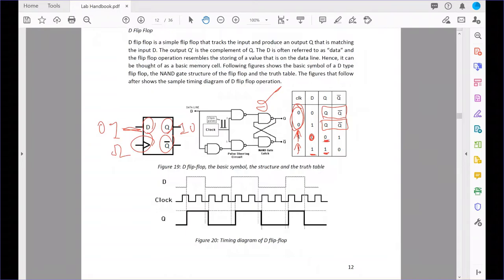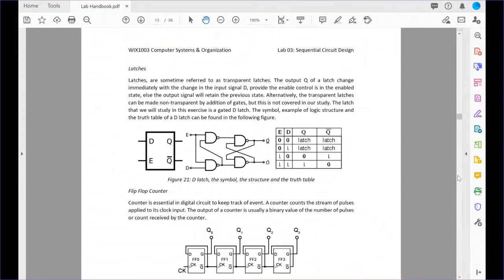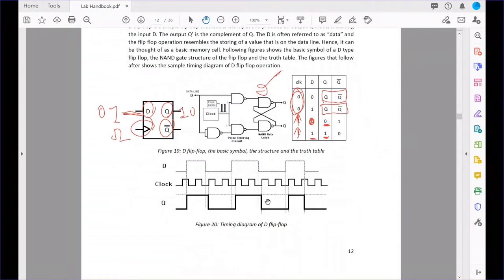And this is the timing diagram of the flip-flop. I think this part has some error here. If you look at it, it should be a rising edge, right? So we look at the rising edge only. Let's say this is your D signal. So this rising edge is correct. It should be at 0.